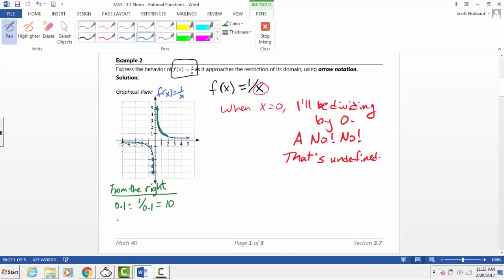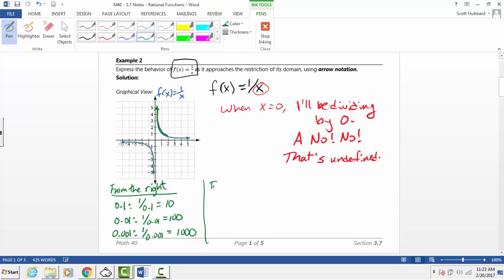And then what if I pick a number that's even smaller, like 0.01? What's that going to be? Well, 1 divided by 0.01 equals 100. And so hopefully you see the pattern. As you get really, really close to 0 from the right side, this graph shoots up really, really, really big. And that's coming from the right.